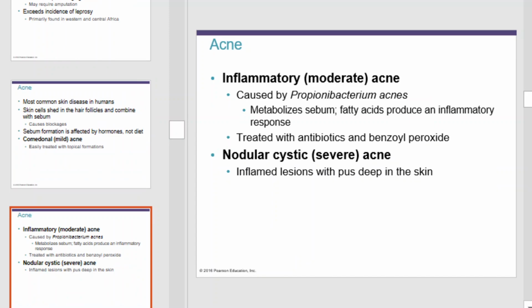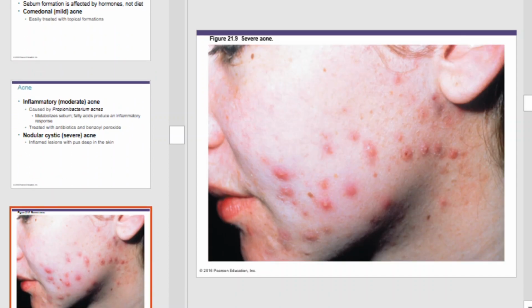Inflammatory or moderate acne is caused by Propionibacterium acnes, which can metabolize sebum and fatty acids and produce an inflammatory response. This needs to be treated with antibiotics and benzoyl peroxide. Nodular or cystic severe acne is noted by inflamed lesions with pus deep in the skin. These are some pictures of acne.